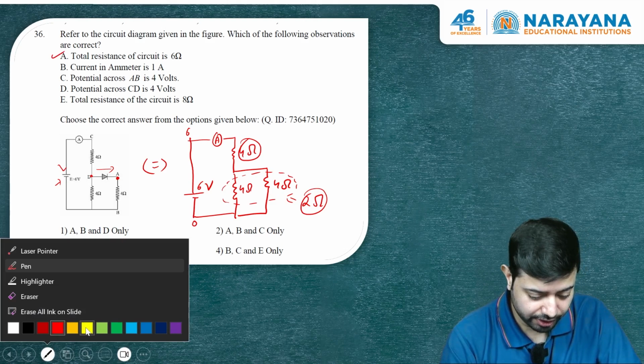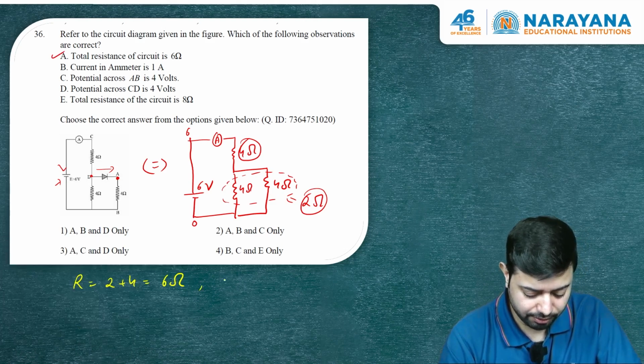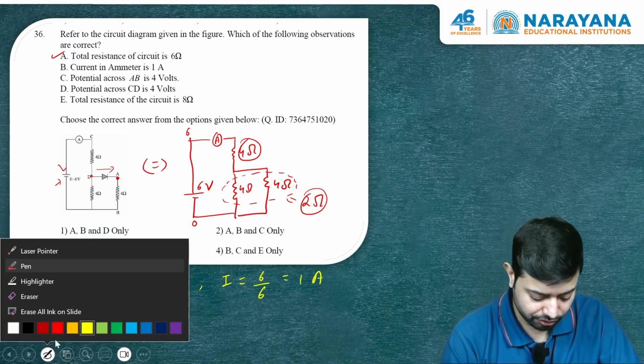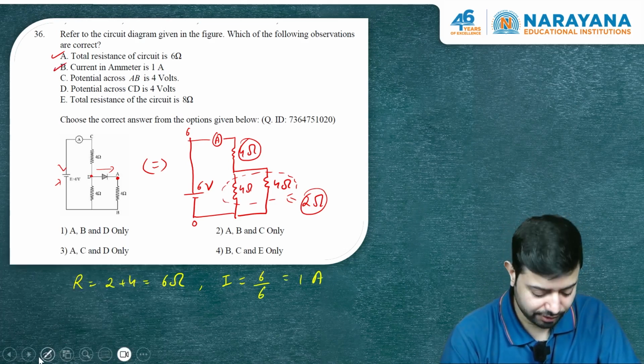Next one, have a look at it. Current in the ammeter, what will it be? Current will be total EMF 6 divided by total resistance 6, that is 1 ampere. So, this is also correct. Next one, what is that?